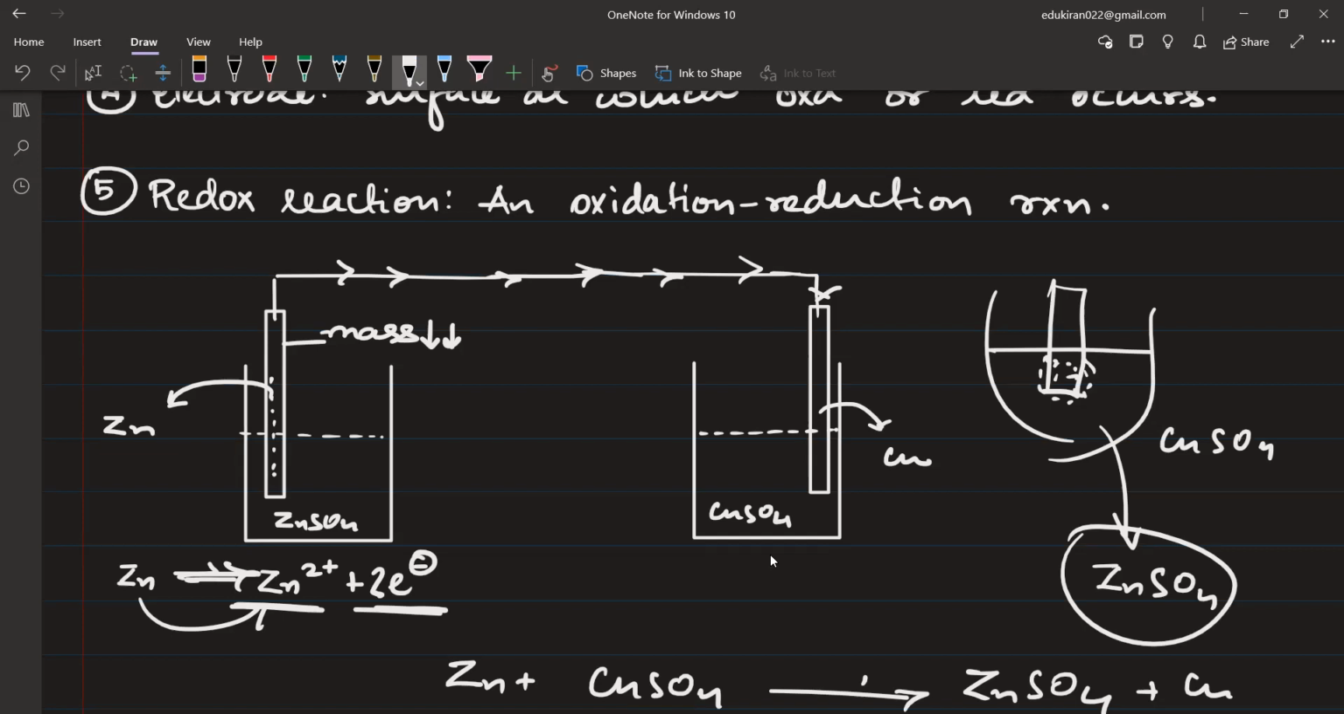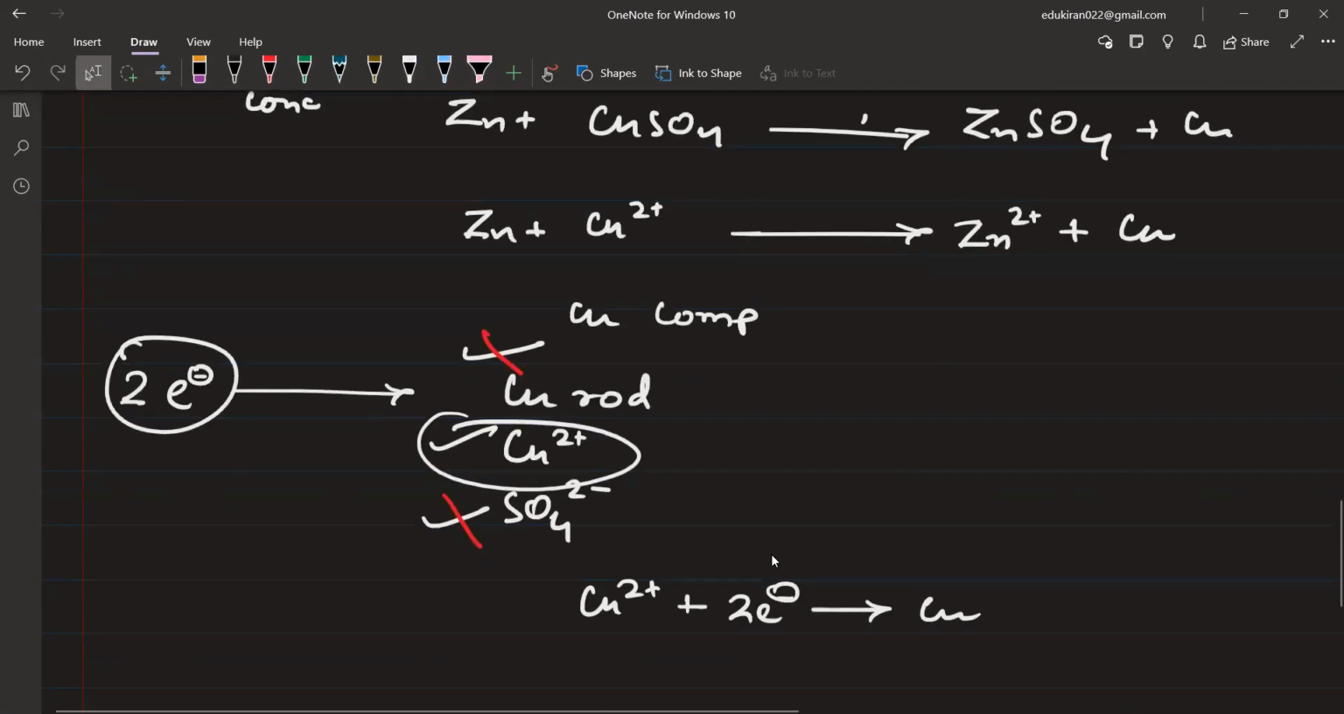And since zinc is getting converted to Zn2 plus, the Zn2 plus concentration is increasing. These are the two things in the zinc compartment. When I go to the copper compartment, I can see that the two electrons are getting eaten by Cu2 positive and it is forming copper.